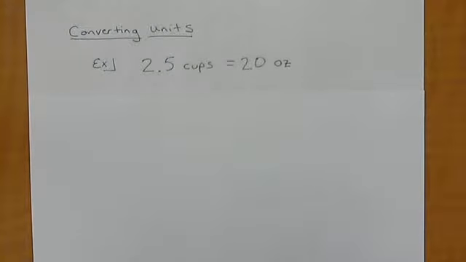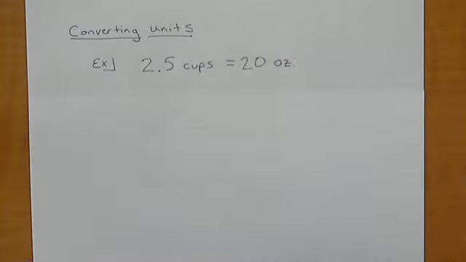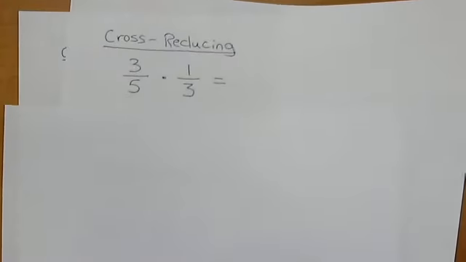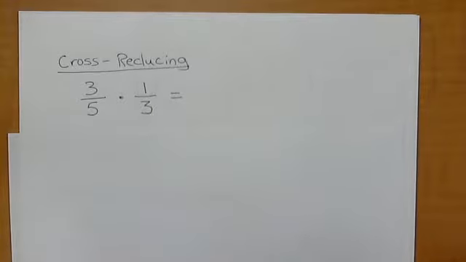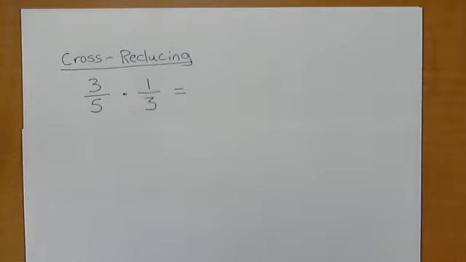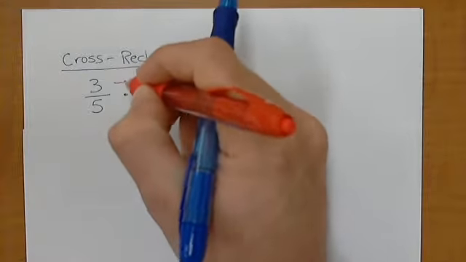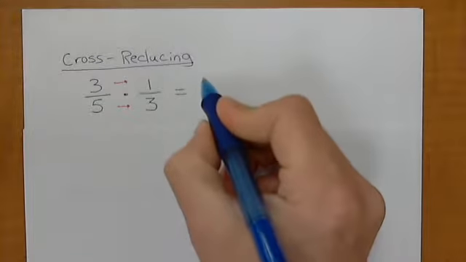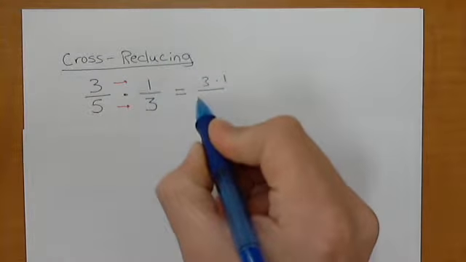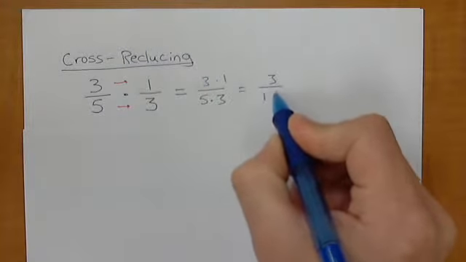Now, how that's done, if you didn't know that 2.5 cups is 20 ounces, we need to take a step back to math class for a second. And the first thing we're going to review is a concept called cross-reducing. First off, it's for when you're multiplying fractions, because we're going to multiply to convert units. When multiplying fractions, you should have learned that we go straight across. Numerator times numerator, denominator times denominator. 3 times 1 is 3, 5 times 3 is 15.